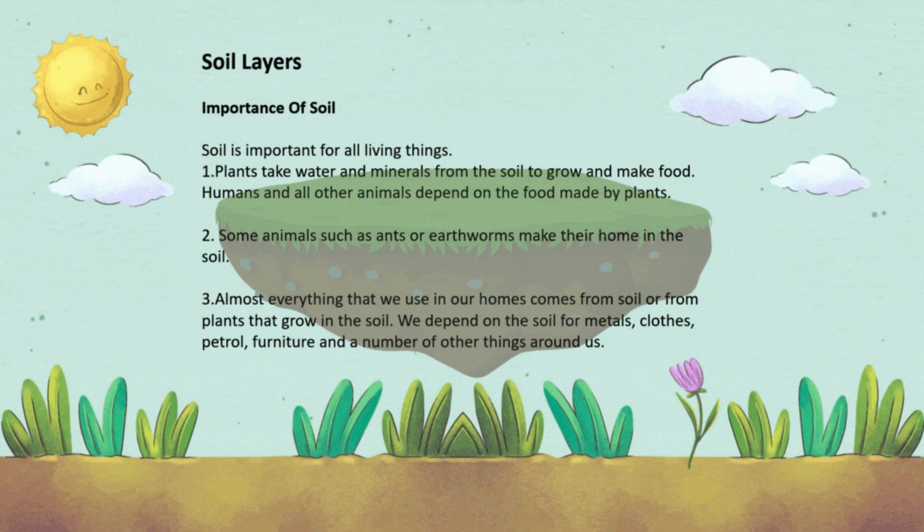2. Some animals such as ants or earthworms make their home in the soil. 3. Almost everything that we use in our homes comes from soil or from plants that grow in the soil. We depend on the soil for metals, clothes, petrol, furniture and a number of other things around us.